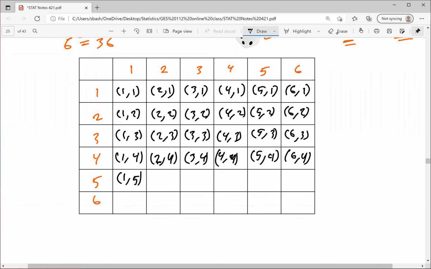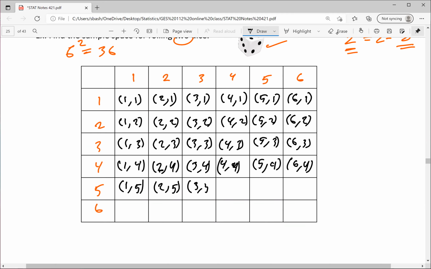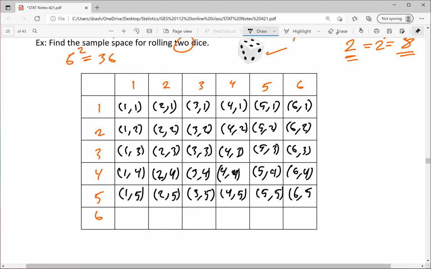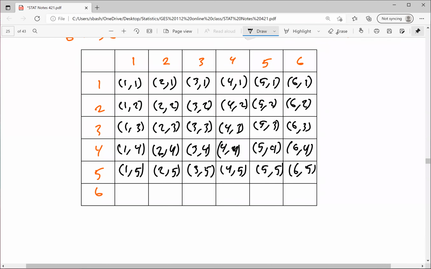1 and 5, 2 and 5, 3 and 5, 5 and 5, and 6 and 5. The last one will give me 1 and 6, 2 and 6, 3 and 6, and 6 and 6.